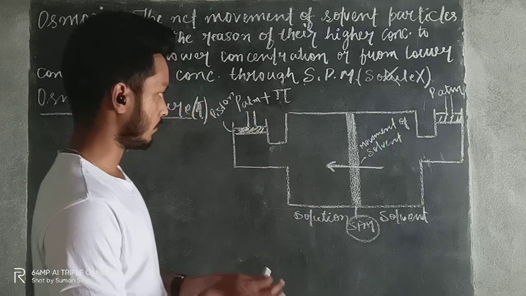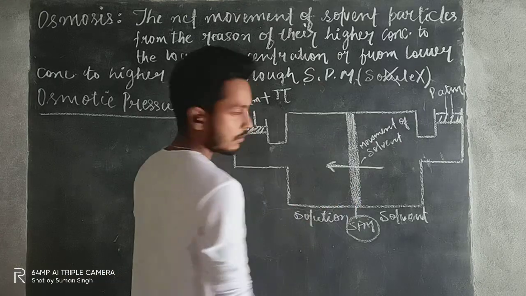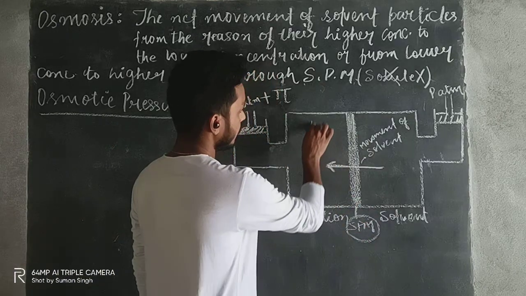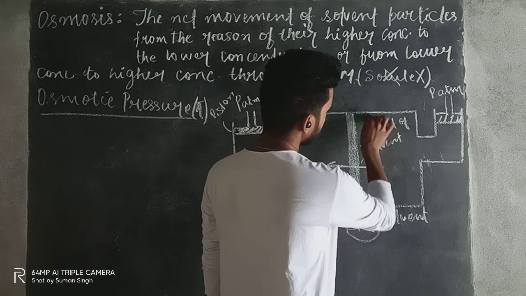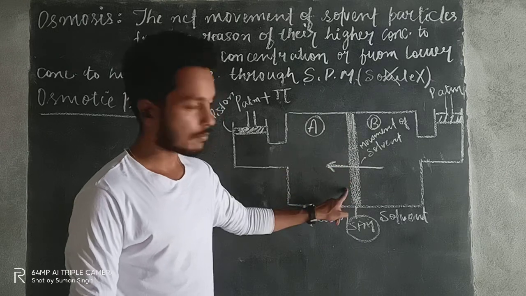Let me revise and explain again. We have taken one chamber. This is chamber 1, this is chamber 2. Suppose this is A and this is B, and we have separated them with a semi-permeable membrane.